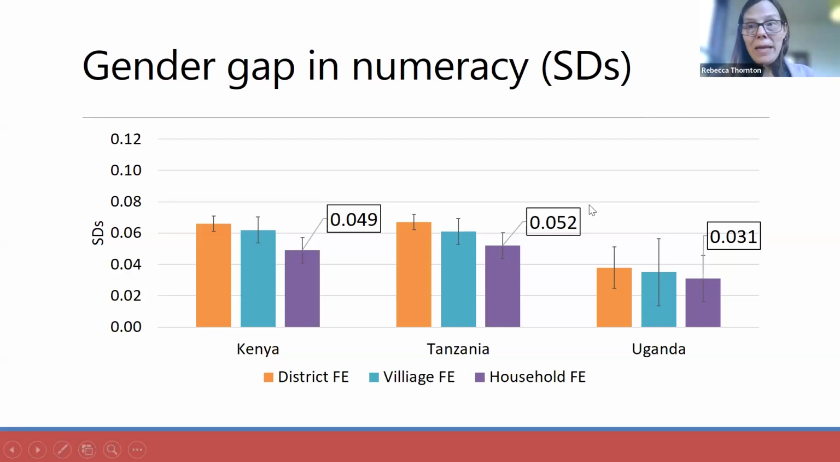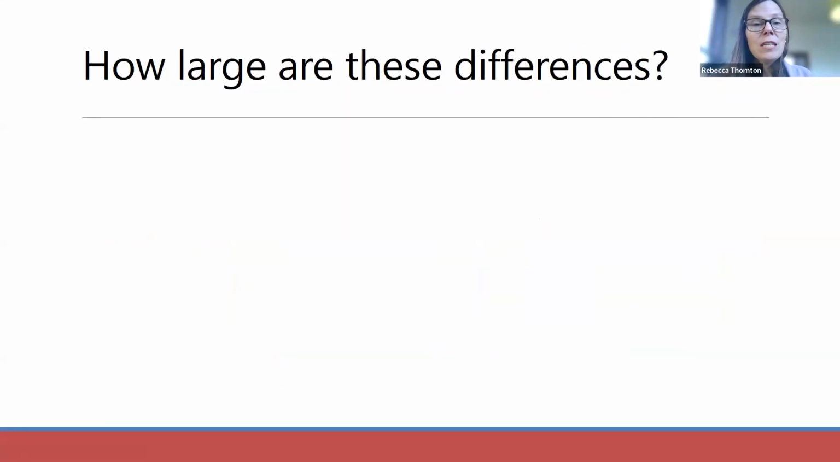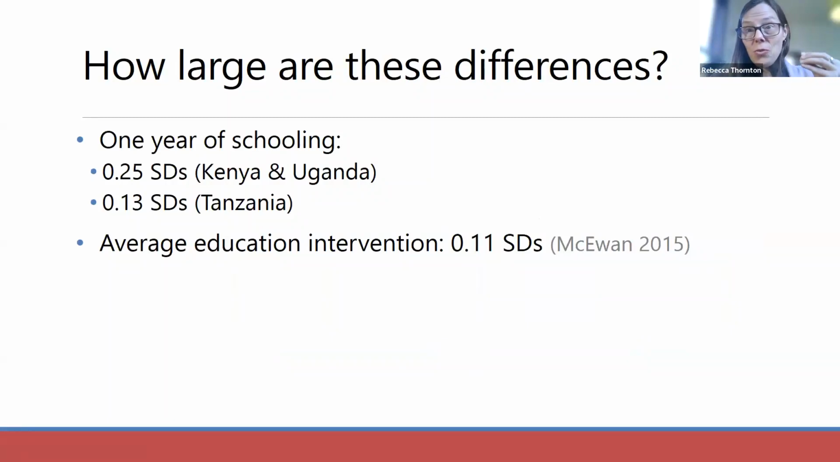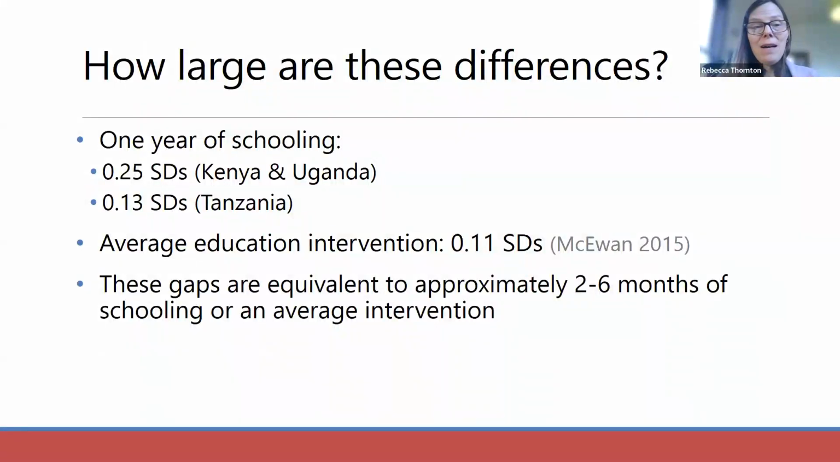Now, what do these numbers mean? How big are these? Lots of us are not used to thinking in standard deviations. So a couple things to think about. One additional year of schooling in Kenya and Uganda, if we look at that in our data, is equal to about 0.25 standard deviations. Or in Tanzania, it's equal to about 0.13 standard deviations. That's one way to think about how big these 0.09s or 0.04s are. Another way to think about this is if we did a program to help people learn how to read or do math. The citation that I'm going to give is that an average program in low-income countries, from a meta-analysis, finds that the average intervention increases test scores by about 0.11 standard deviations. So in light of that, these gender gaps are approximately equal to an extra 2 to 6 months of schooling, or about an average or moderate intervention.